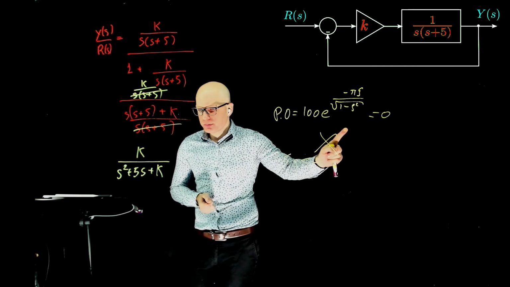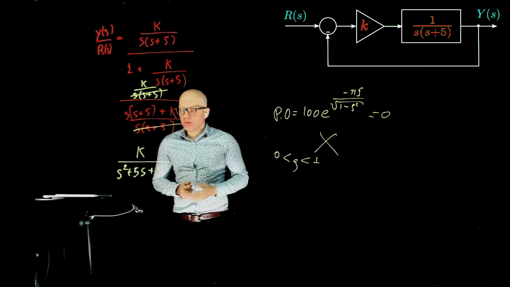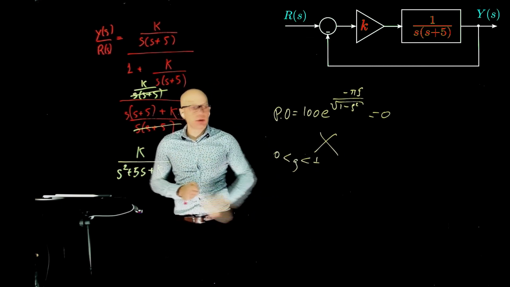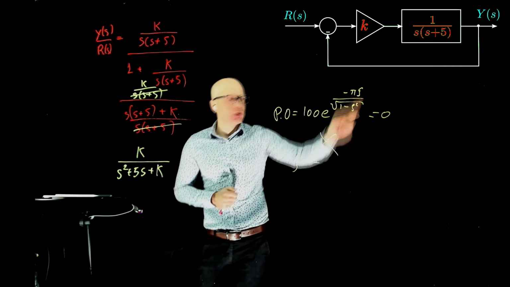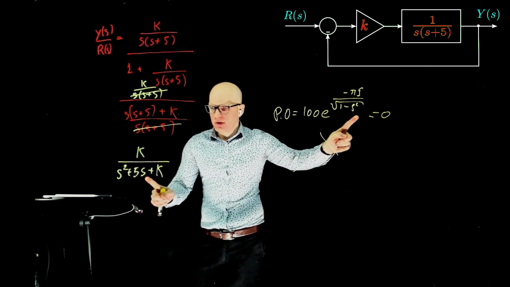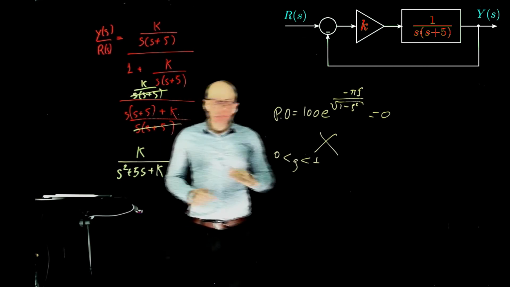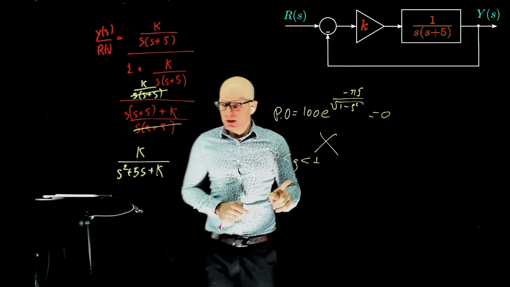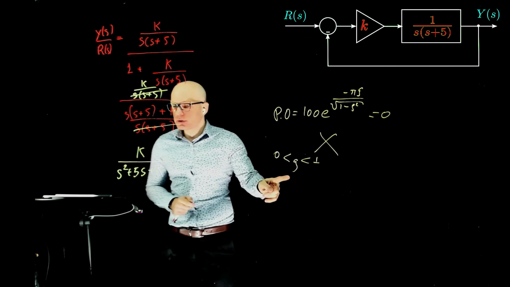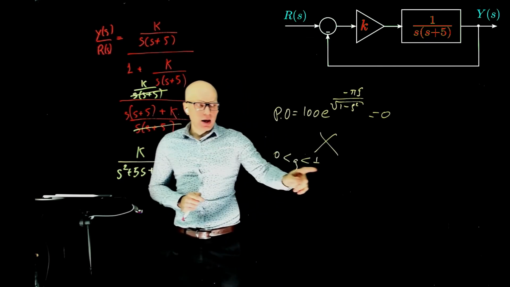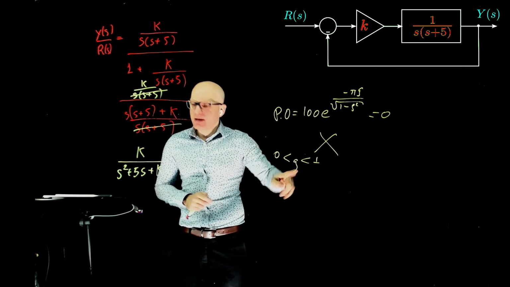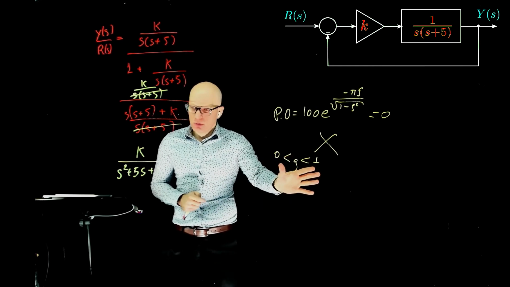If I wanted the system to have an overshoot of 20%, then this would be 20 equals to that. We just solve for zeta and then try to find the value of k that meets that zeta. But now we want no overshoot, so this equation doesn't hold because it's only valid for this range. And if you want no overshoot, then zeta must be greater than 1. We are not in the range anymore.